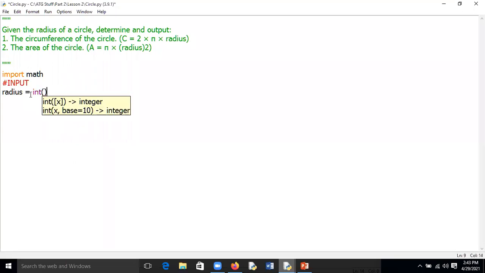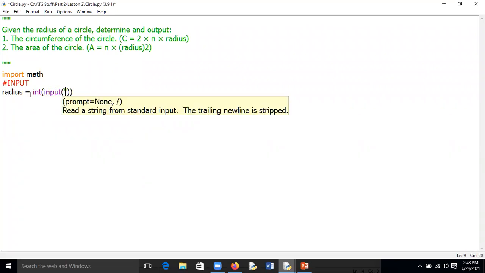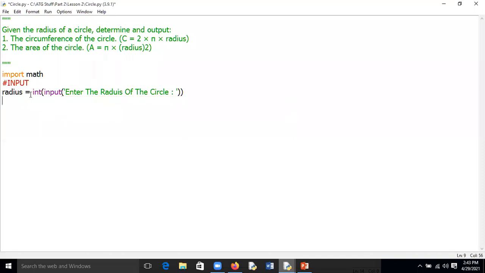I'm going to use int. I'm going to cast it into int. Input, enter the radius of the circle. So the user will enter the radius of the circle. Then we have our processing. For the processing, we need to do two things. Firstly, we need to work out the circumference. And secondly, we need to work out the area, right?